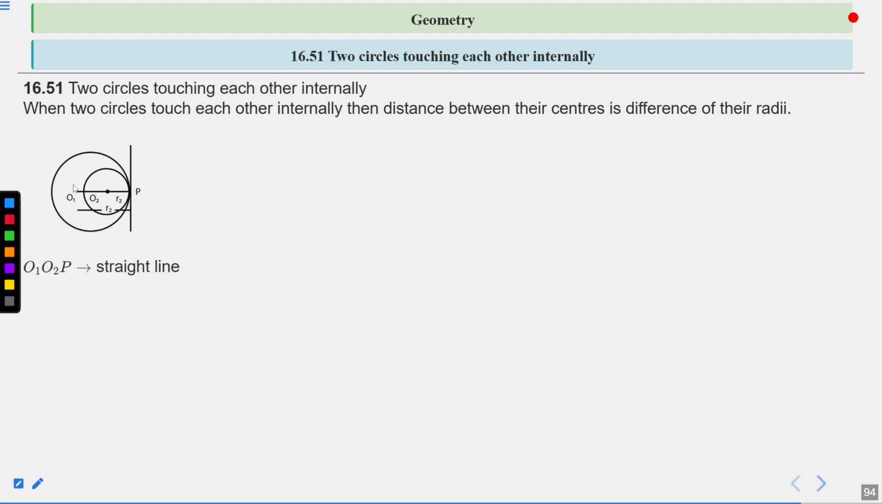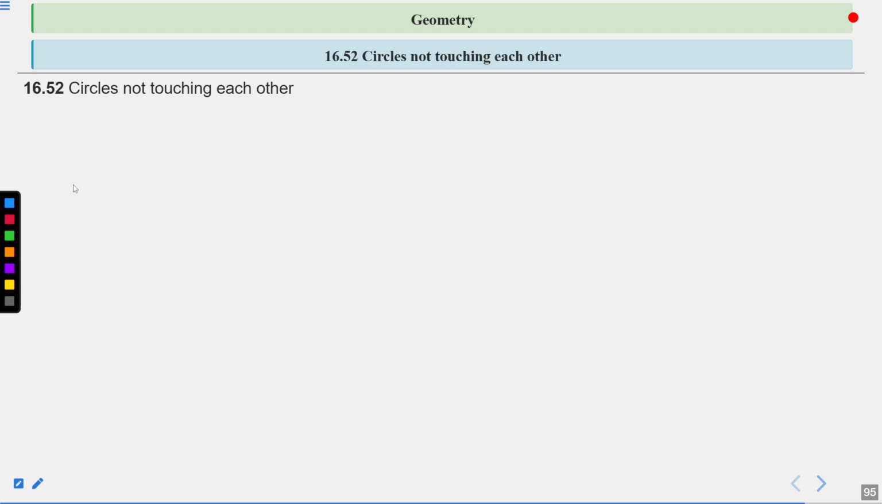So O1 O2 P is a straight line. So O1 O2 equals D, which equals R1 minus R2. Now the maximum number of common tangents is always 1. Next one. Circles not touching each other.